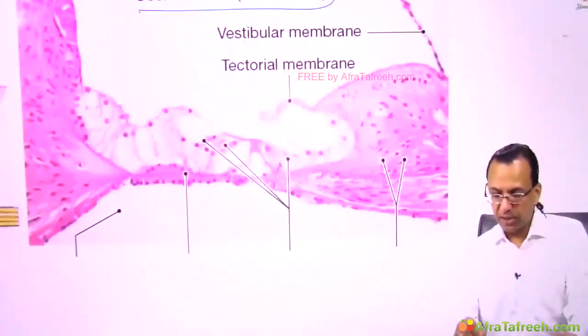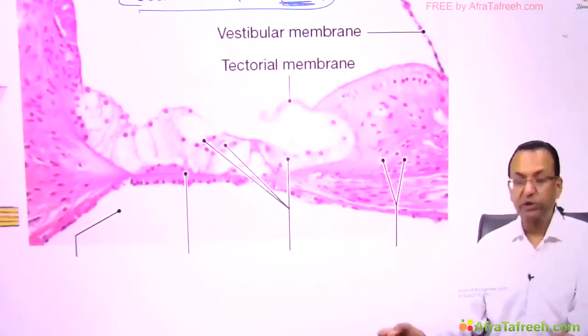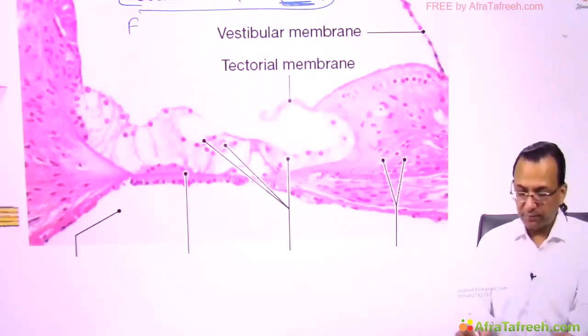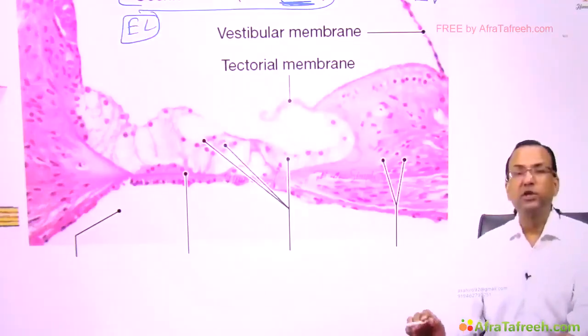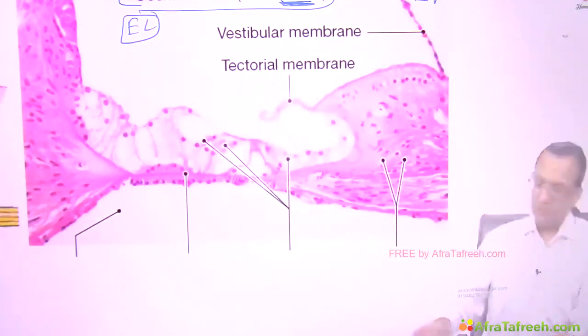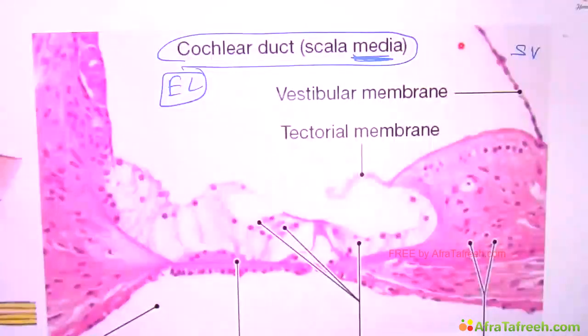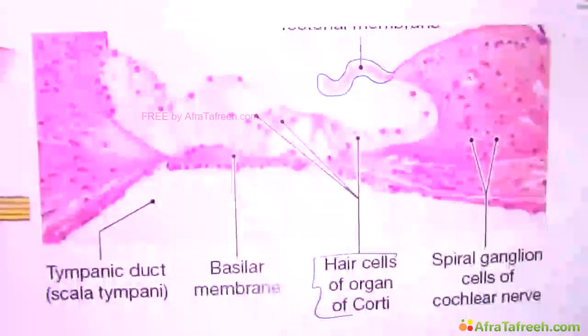As you're magnifying it, what is this? Above this, this is the cochlear duct, scala media, filled with what is called the endolymph. And what is it separated from the scala vestibuli by? It is separated by the vestibular membrane, or what is called Reissner's membrane. So this is scala vestibuli, this is scala media. What is in the scala media is the tectorial membrane, which is moving, and you can see here hair cells of the organ of Corti.